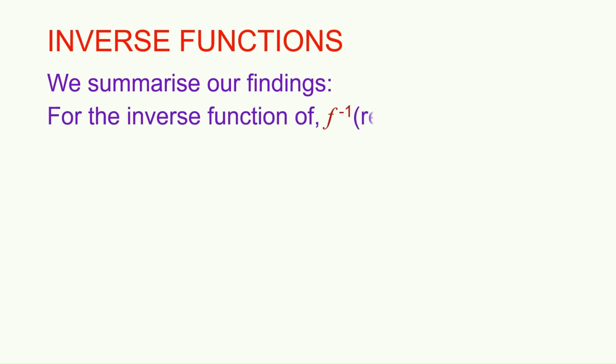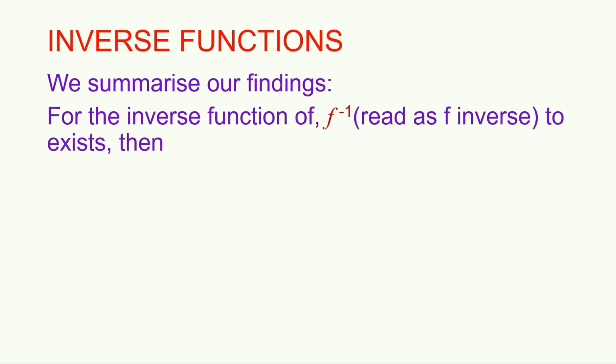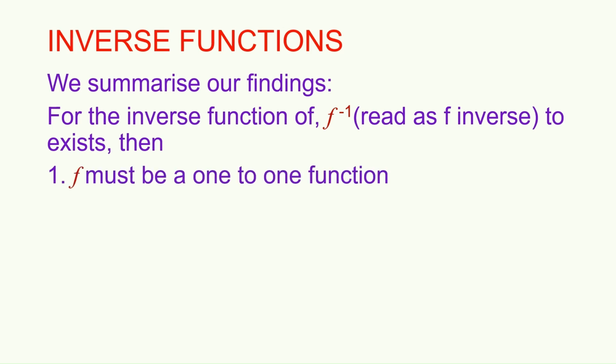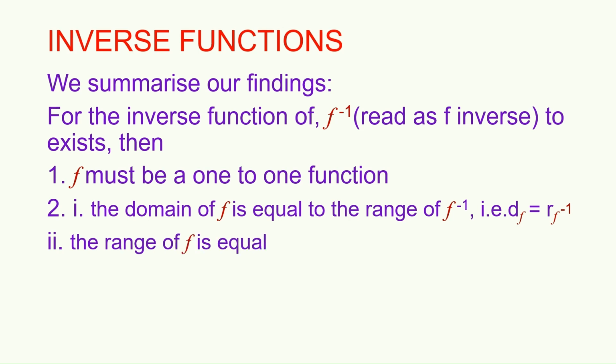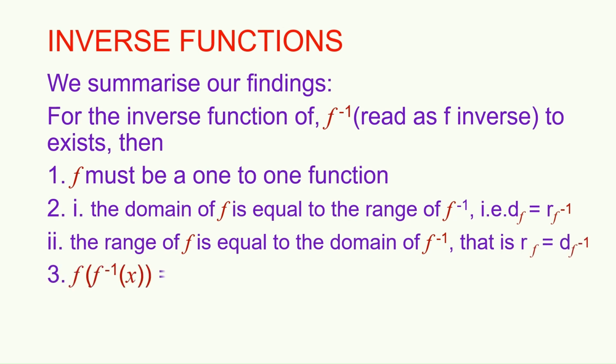For the inverse function f to the power of minus 1, which we read as f inverse, to exist: 1. Function f must be a one-to-one function. 2. The domain of f is equal to the range of f inverse, that is D f equals R f inverse. The range of f is equal to the domain of f inverse, that is R f equals D f inverse. 3. f of f inverse of x equals f inverse of f of x.